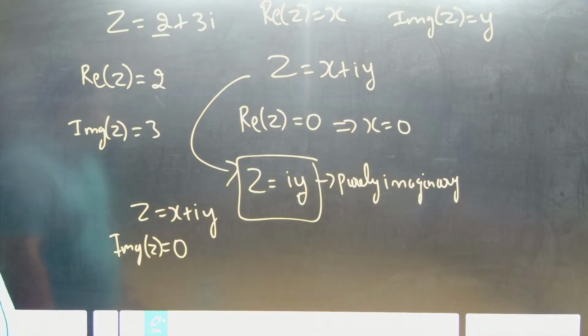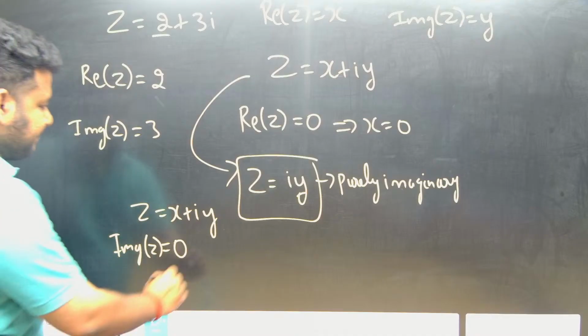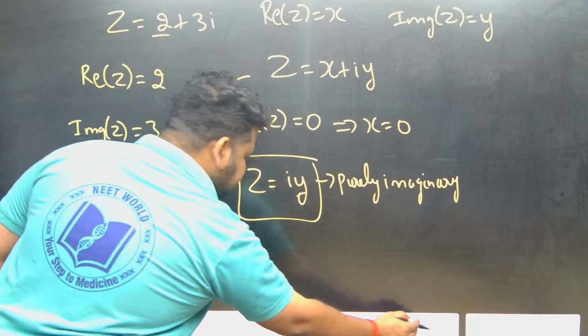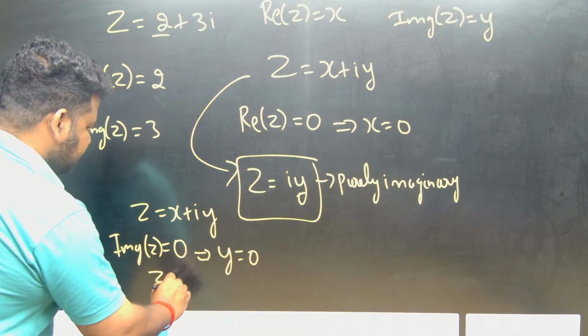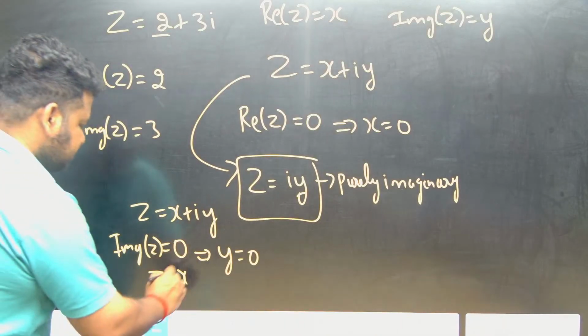Imaginary part of z is equal to 0. What is the imaginary part? That is nothing but y. y is the imaginary part. That implies y is equal to 0. Now we can write the complex number z is equal to x, just x, because y is 0, so 0 times i is also 0. So z is equal to x.